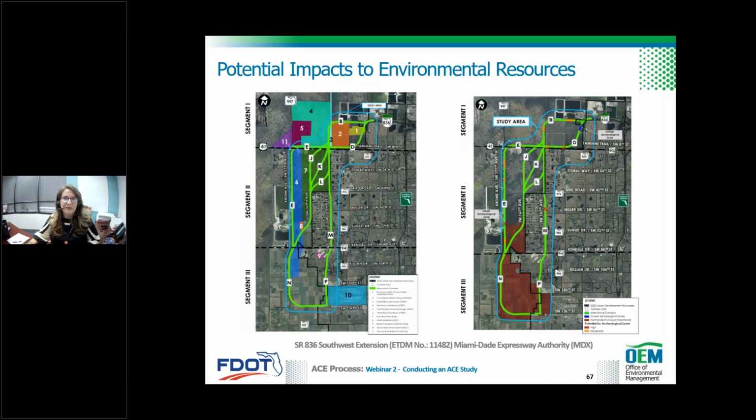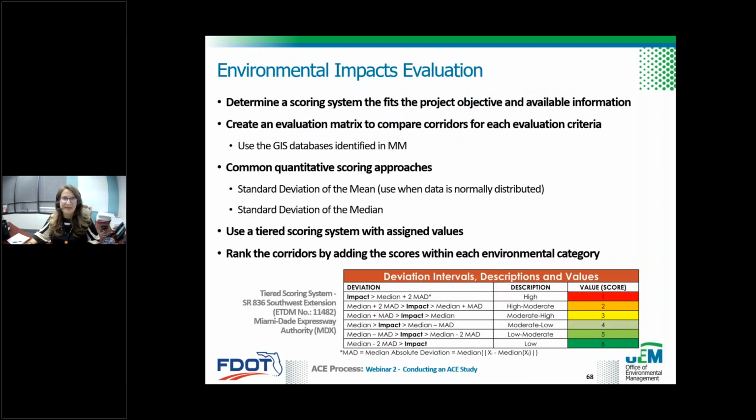So moving on to the environmental evaluation, that's really based on a high-level GIS analysis. The corridor widths are overlaid on a GIS map. Potential effects are then determined by intersecting the GIS layers with the width of the corridor footprint that was selected. Because the data is so variable, the scoring method that's selected in the methodology memorandum should fit the project and anticipated data collection possible. During our research efforts, most often standard deviation of the mean was used to compare corridors.